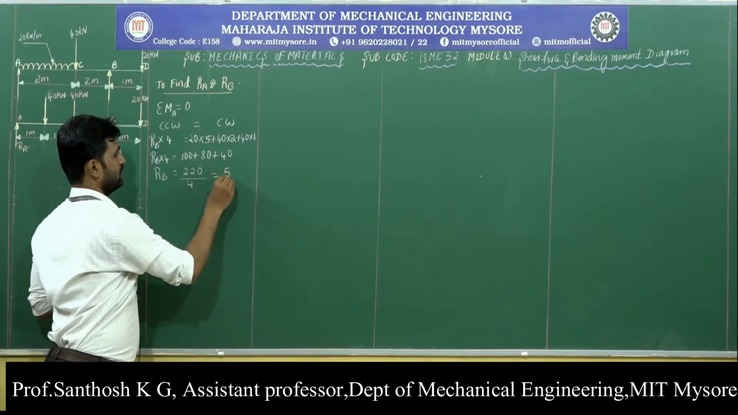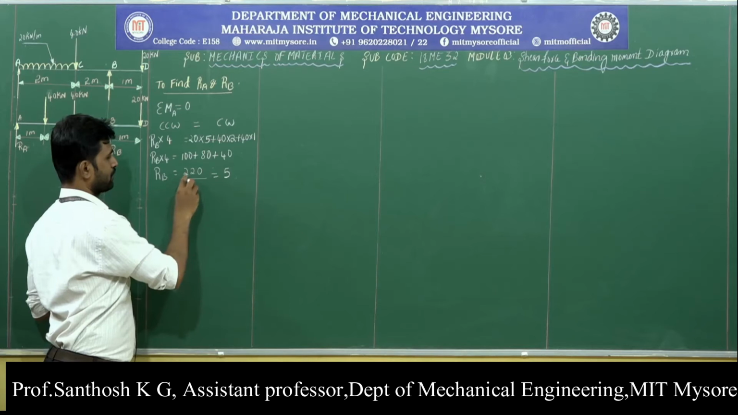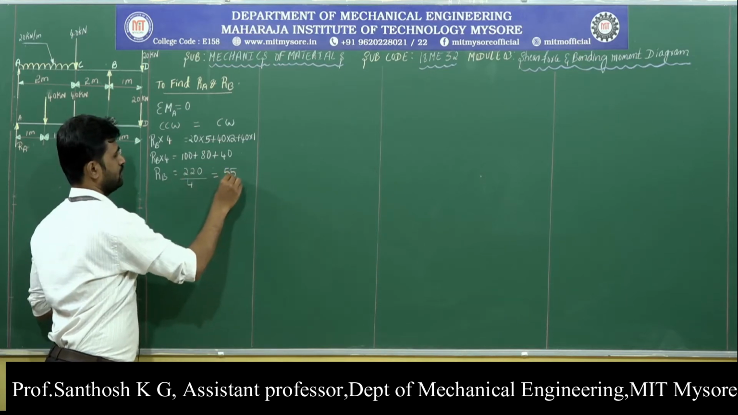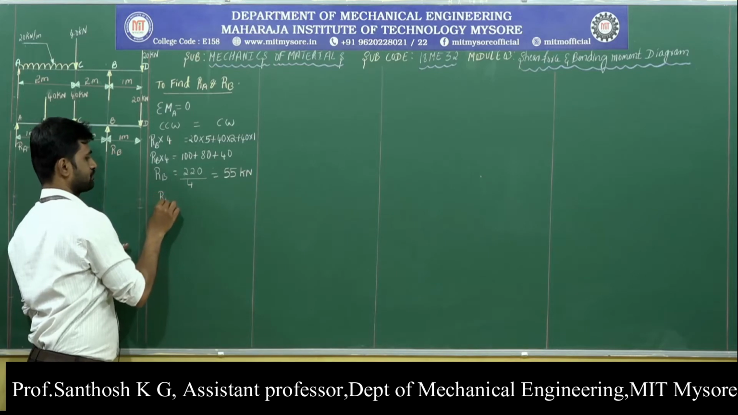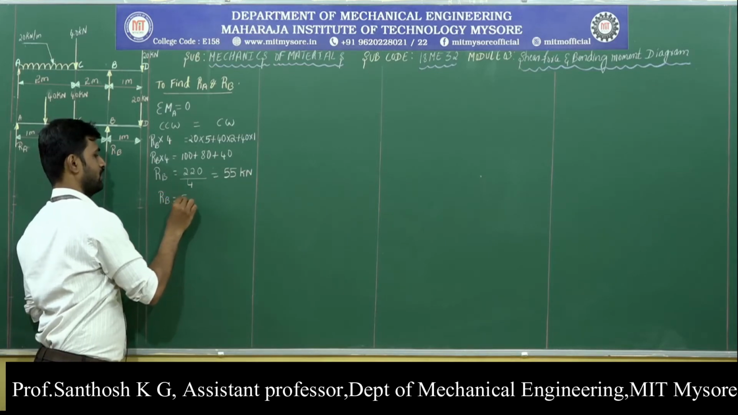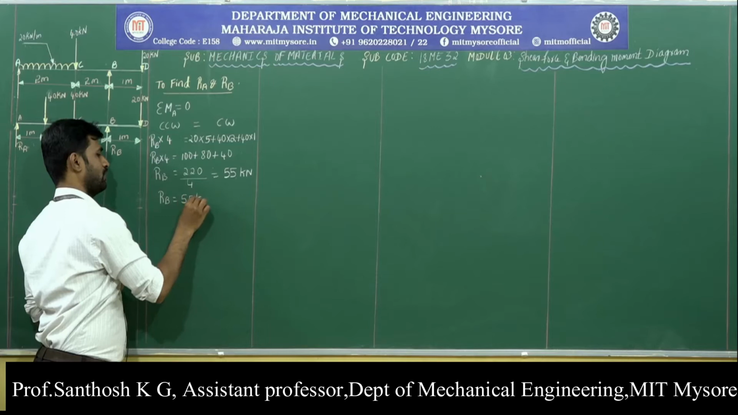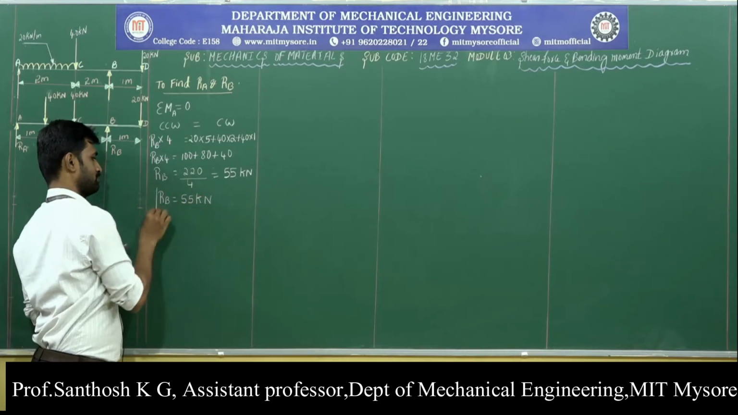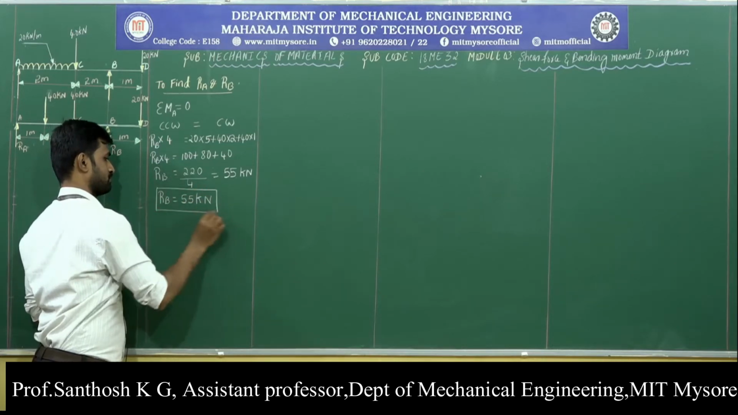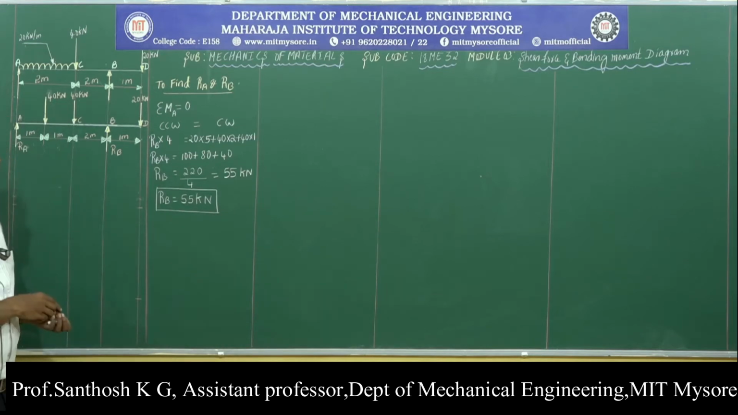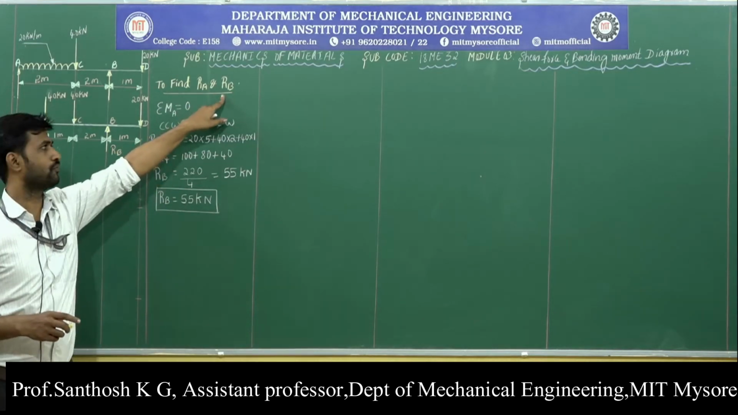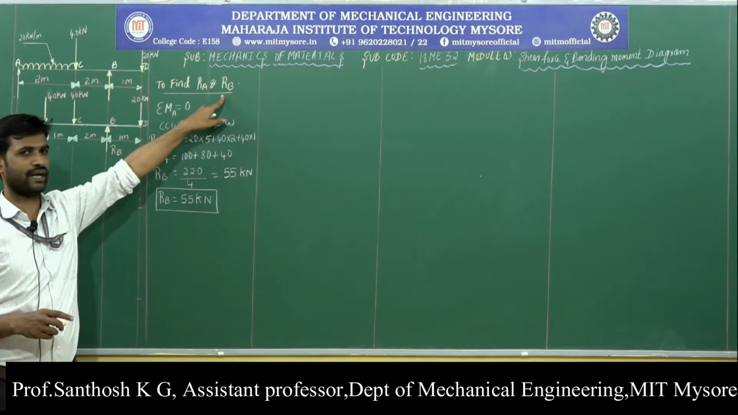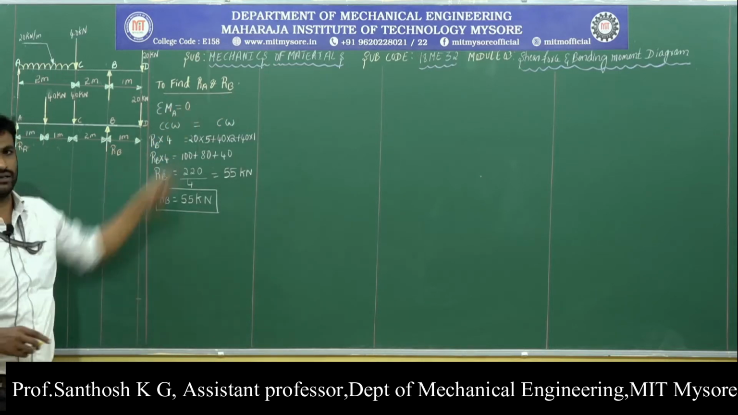So 4 5s are 20, then 4 5s are 20. So the value of RB is 55 kilonewton. Now let us calculate one more reaction value, that is RA.